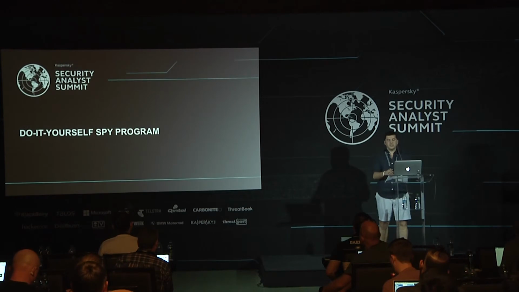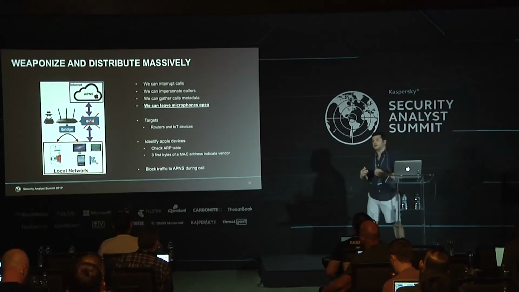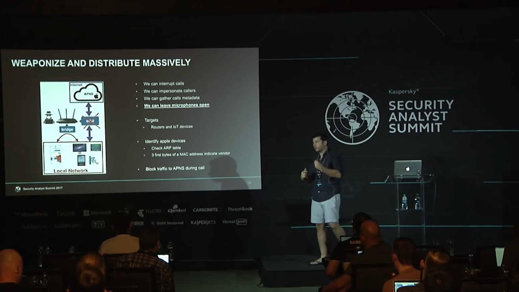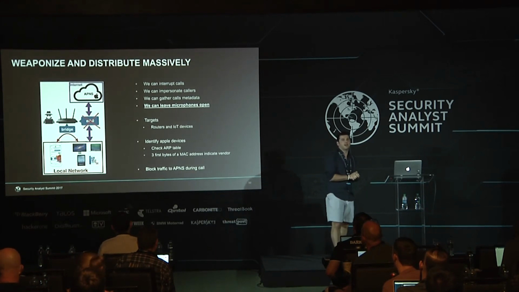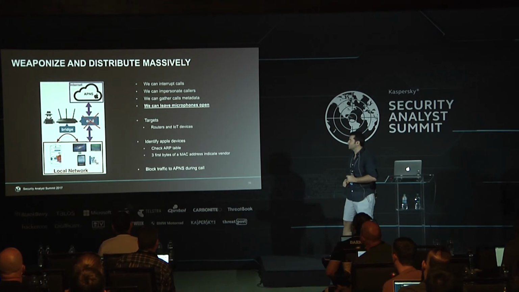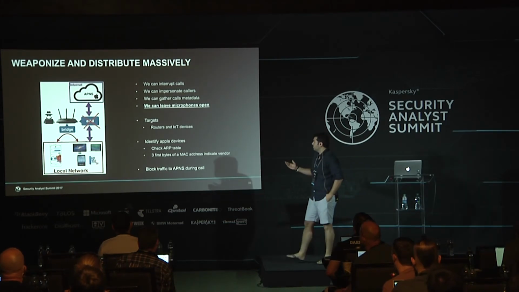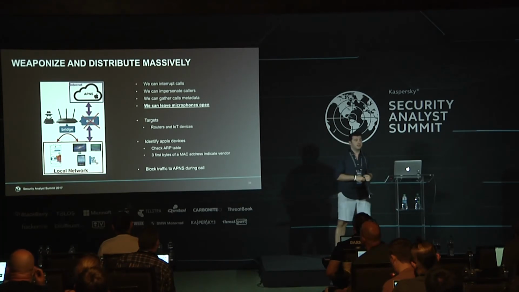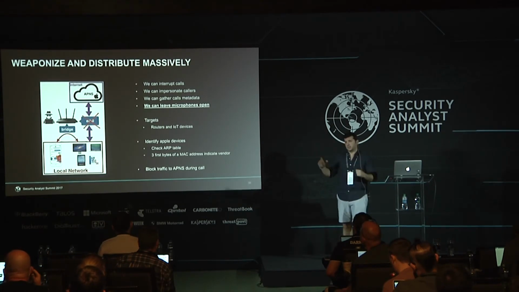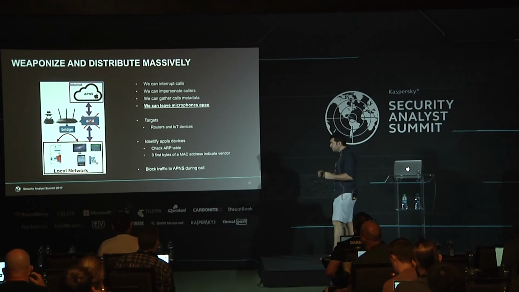Effectively, what we can do is open mics remotely, right? If we make a call to someone. So how will we do that to make a cheap do-it-yourself spy program? Our target is really routers and IoT devices. You can just use Shodan and compromise a lot of routers. I mean, that's not part of the talk, but that's what you could do.